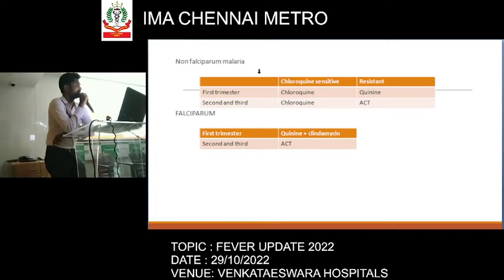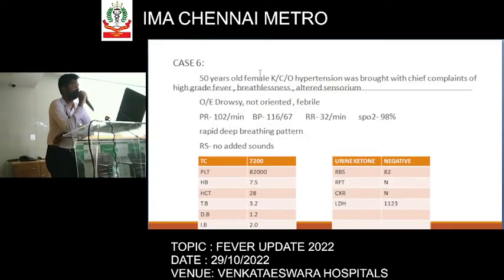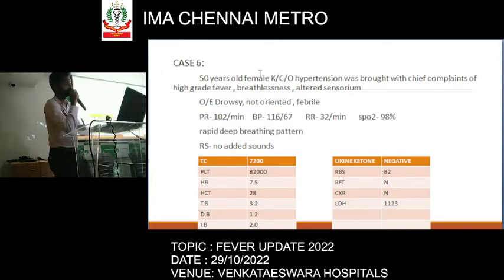So the final case in malaria actually. We have a 15-year-old female, known case of hypertension, who was brought with chief complaints of high grade fever, breathlessness and altered sensorium. She was drowsy, not oriented and febrile, with a pulse rate of 102, BP 116/67 and respiratory rate of 32. Saturation is totally normal at 98%. However, she is quite breathless.